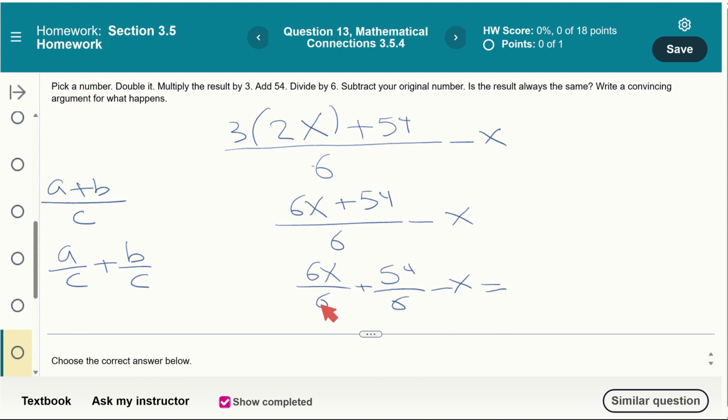Now 6x over 6, as you know, the 6's cancel out, so you get x plus 54 divided by 6 is 9 minus x. So notice that the x's now cancel out, and we're going to end up with what? With 9. So is the answer always the same? Yes. And what is it? It's 9. So kind of a clever way to get you to practice the order of operations, as well as introducing a little bit of algebra into the mix.